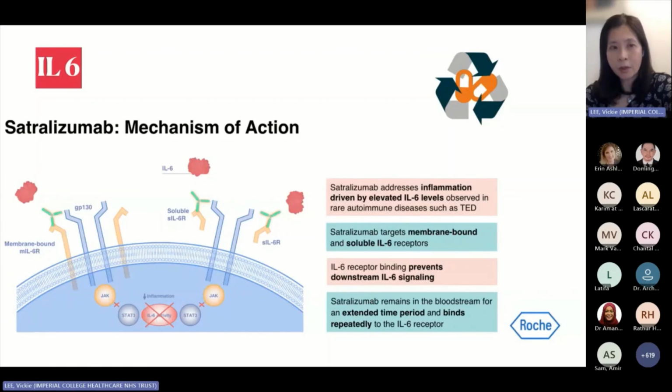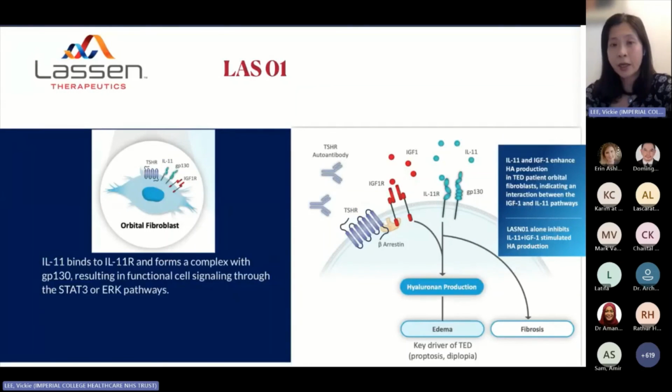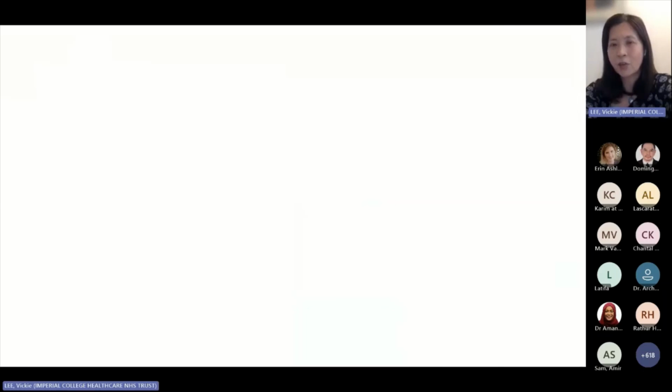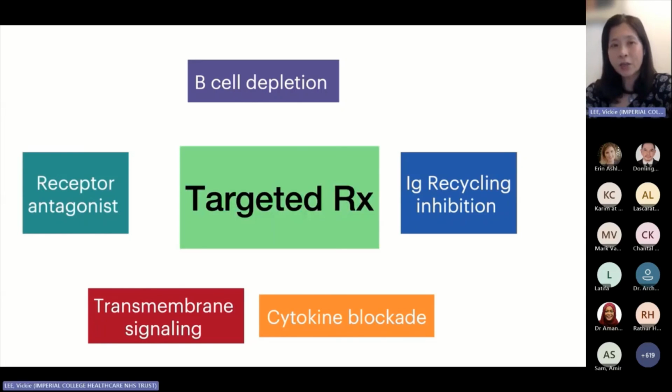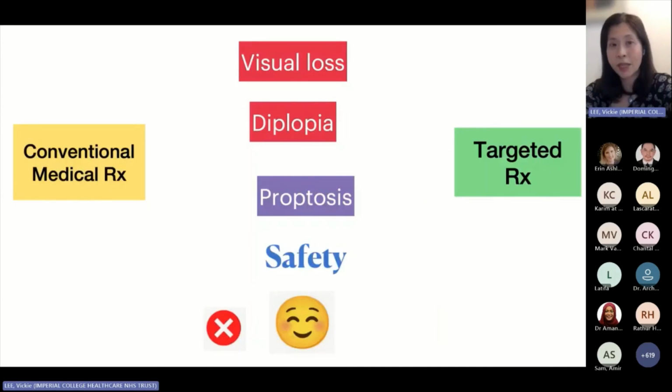And currently, there's a drug trial running with an IL-6 inhibitor called satralizumab, again targeting the same pathway, and again in phase 2 trials. So we don't have any efficacy data yet. Another cytokine blockade is LASN-01, which binds to the IL-11 receptor, which works adjacent to the TSH and IGF-1R receptor, and again, hopefully stops the inflammatory cascade. So in summary, the targeted treatment works via B cell depletion, recycling, cytokine blockade, transmembrane signaling, and the currently most hot one, which is the receptor antagonist.